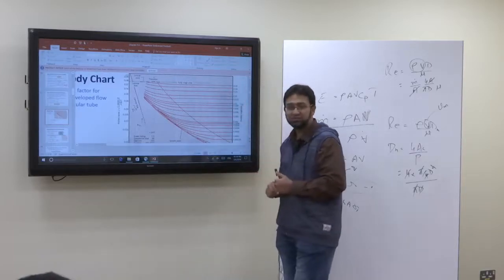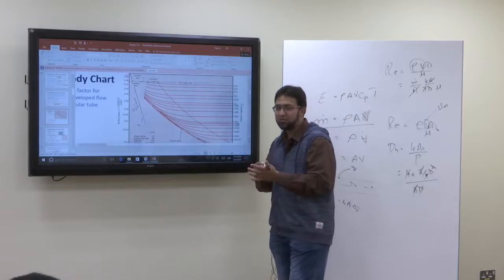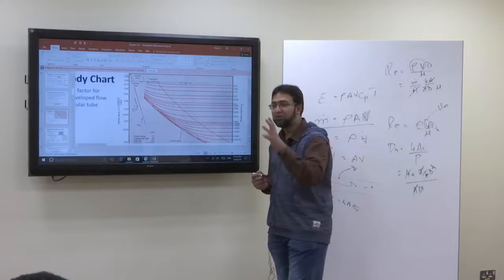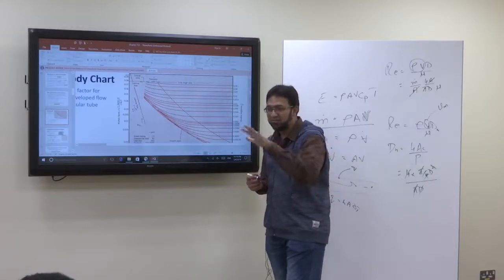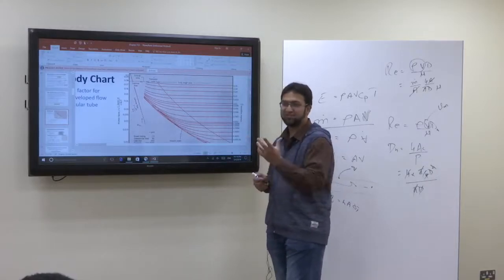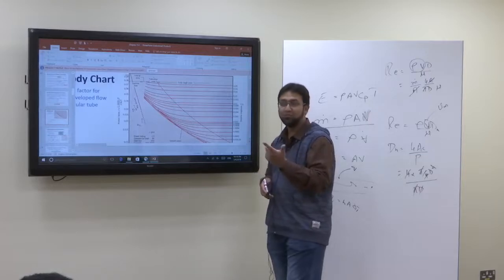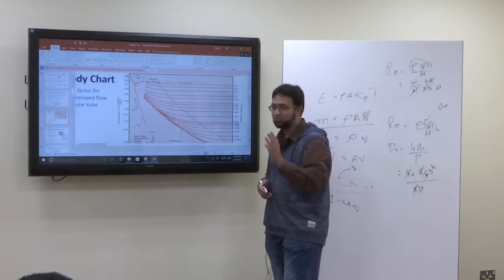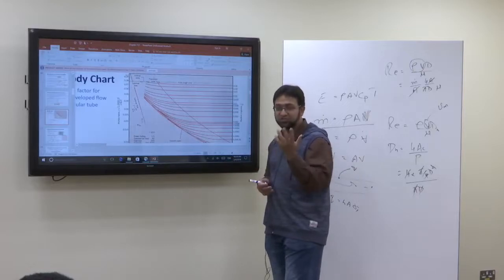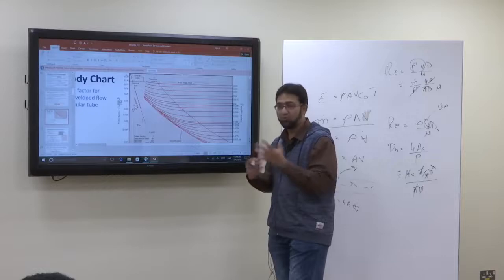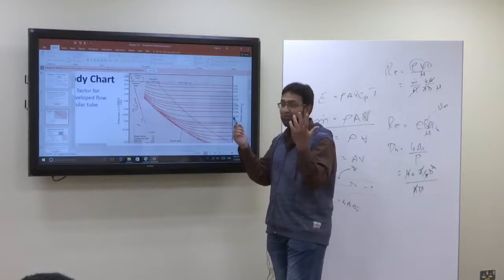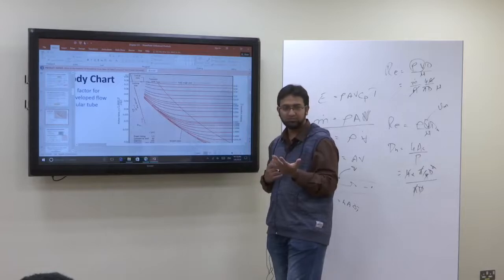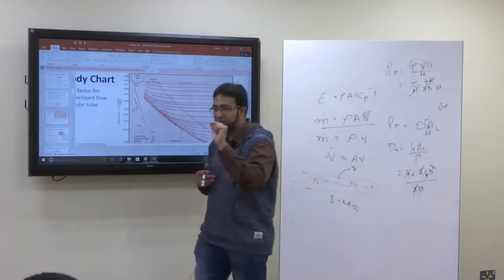Relative roughness is, as the word represents, how rough the pipe is. If you have a pipe of concrete, it will be very rough. If you have a pipe of plastic, it will be very smooth. If you have a pipe of steel or glass, very, very smooth. If you have a pipe of copper, brass, aluminium, they have different roughness. So that's the roughness parameter.